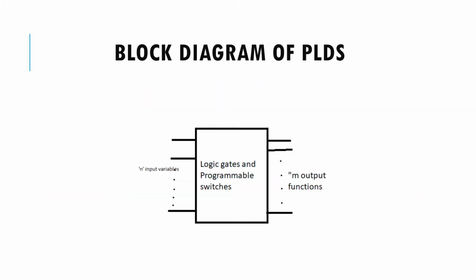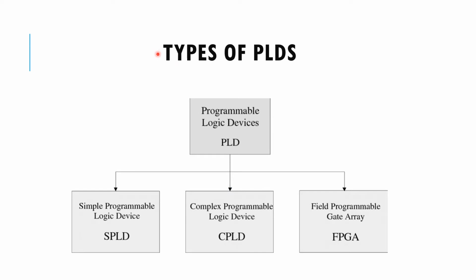Block diagram of programmable logic devices. So here is the block diagram. Here we are giving n input variables to the block where we have logic gates and programmable switches, and that gives the m output functions. So there are three different types of PLDs. First one is simple programmable logic device SPLD, complex programmable logic device CPLD, and field programmable gate array FPGA.